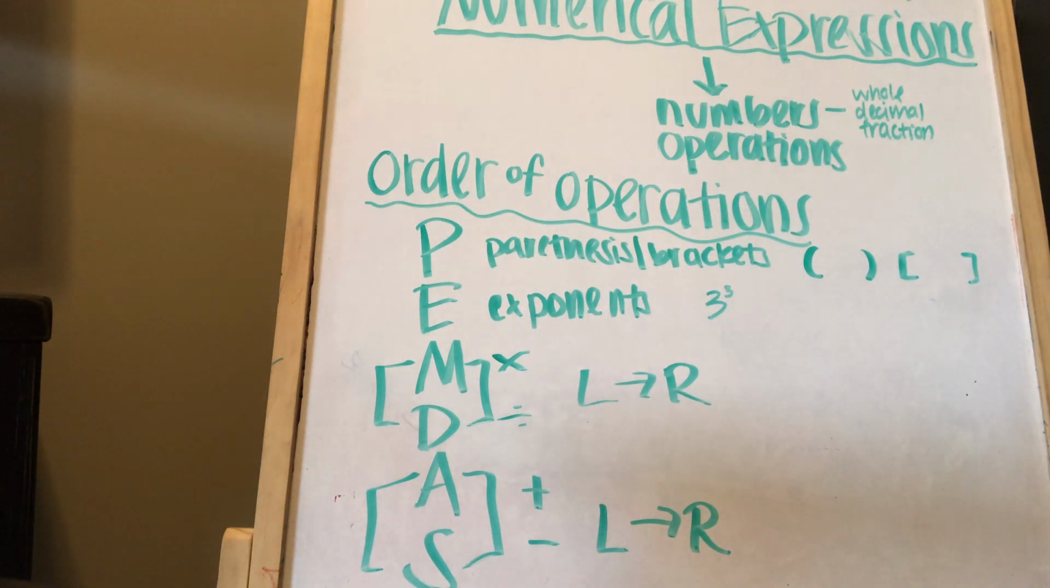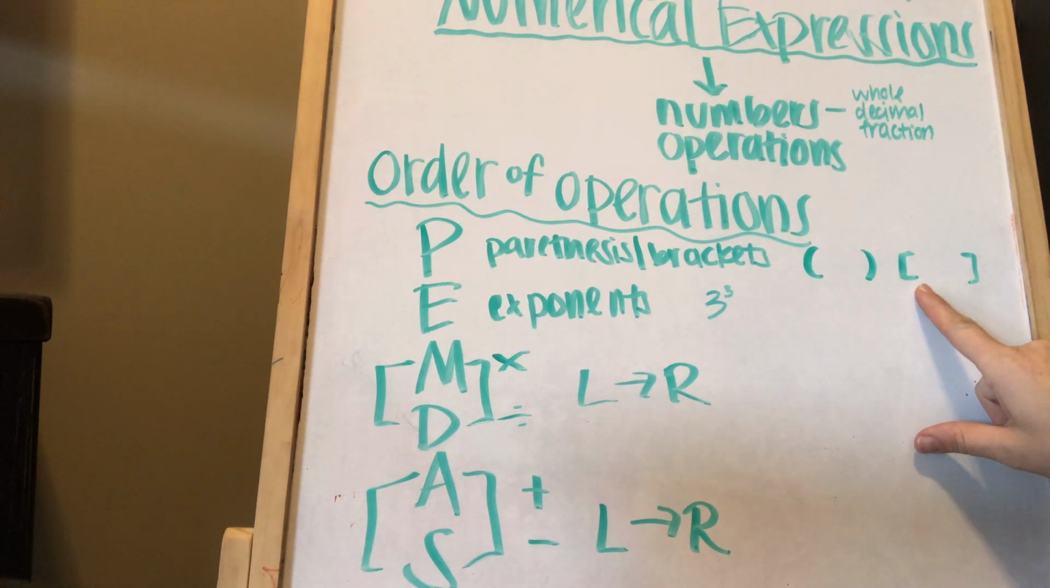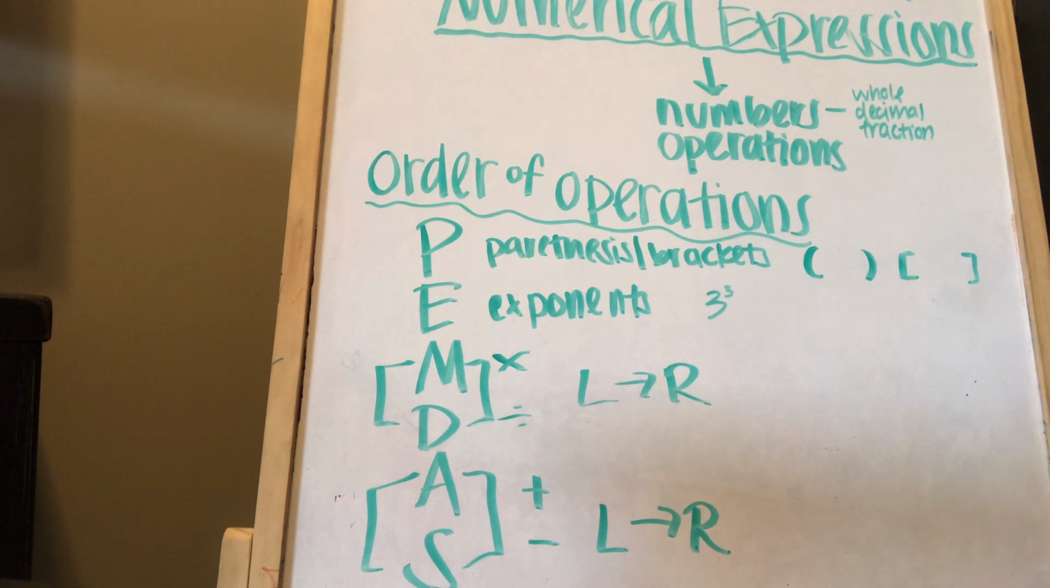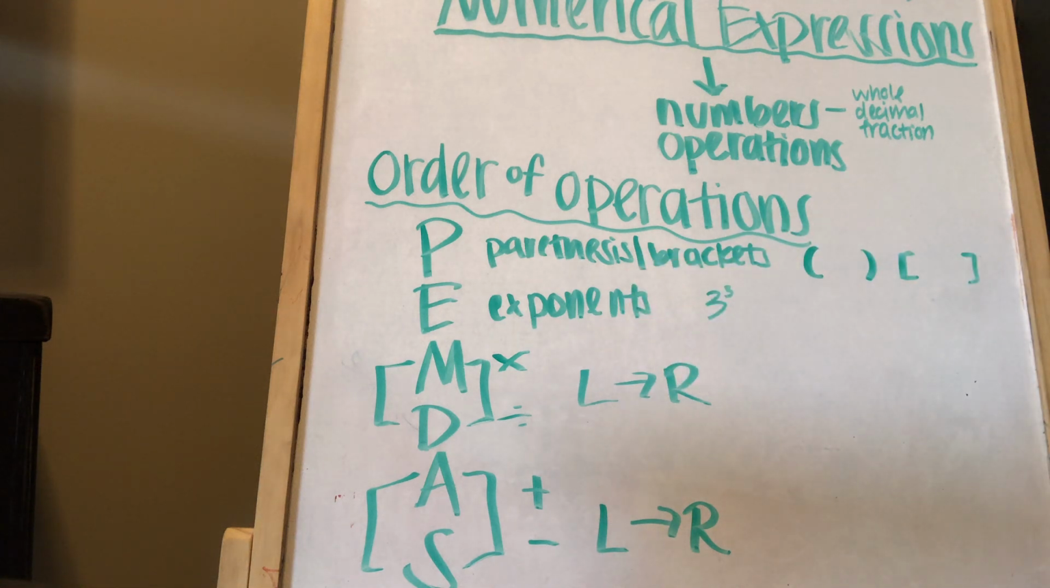Now, you also might see what's called brackets. So here we have our parentheses, but you also might see these squared off ones. These are called brackets. Brackets are used when there's going to be more than one set of parentheses. So you may have parentheses on the inside and a pair of brackets on the outside. For parentheses and brackets, you're going to start in and work your way out of the problem.